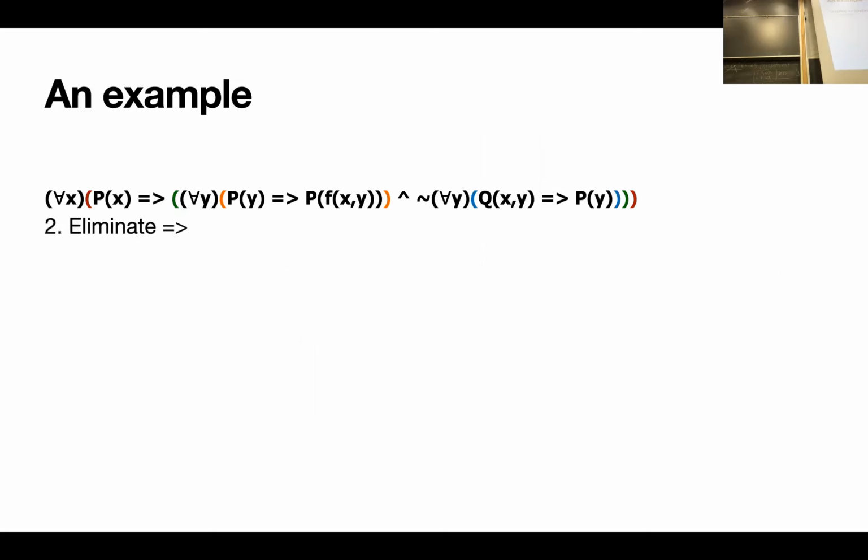So the first thing is we eliminate these implies. That's the first step. So this is what changed. This implies becomes not P of X or the rest. This one also got changed to not P of Y or this. And this implies also got changed to not Q of X Y or that. Everyone with me so far? Does this make sense?